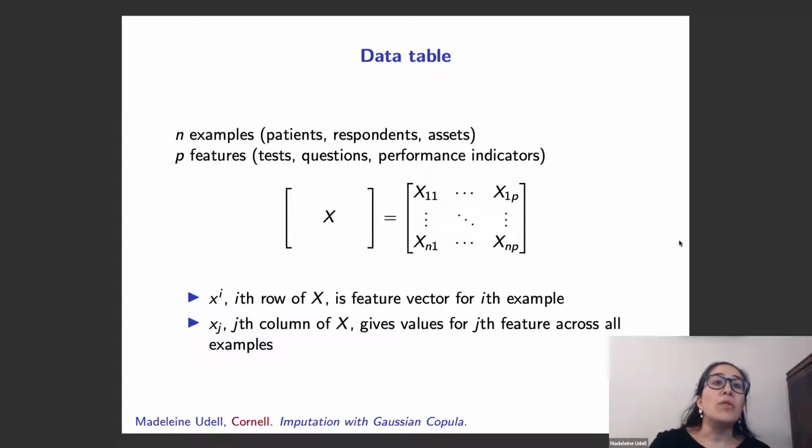So x upper i is going to be the ith row. That's the feature vector for the ith example, and that has data of many different types. And x sub j, that's the jth column. It'll be the values of the jth feature across all the examples.